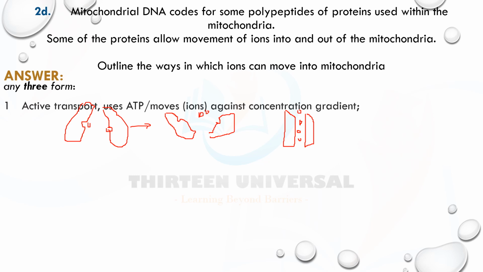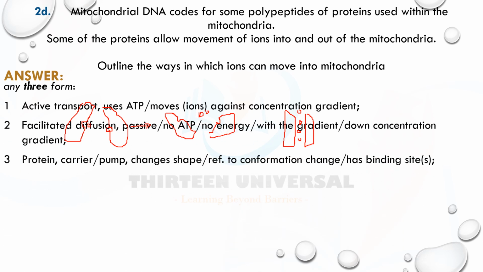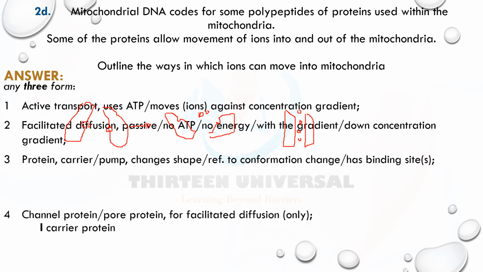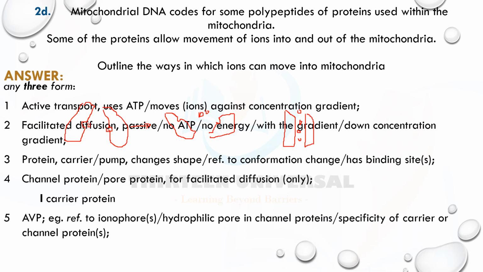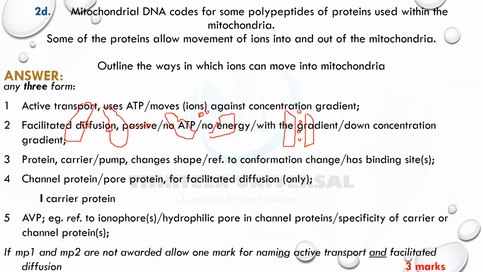All right, let's see what the mark scheme says. Active transport using ATP moves ions against concentration gradients. Facilitated diffusion is passive, no ATP, no energy, down the concentration gradient. Protein carrier pump changes shape, conformational change, has binding site. Channel protein for facilitated diffusion only, hydrophilic pores for ions. All of that. All right, let's go to the next question.